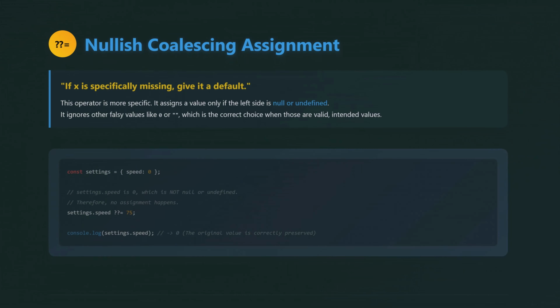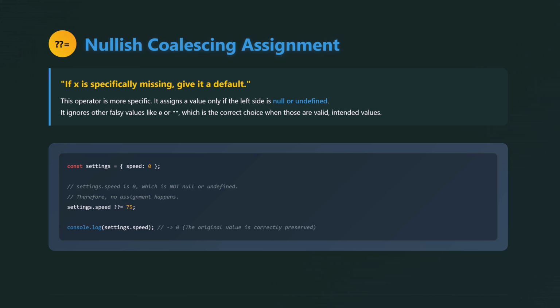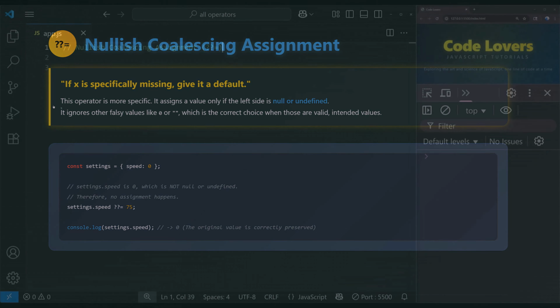Okay, next, nullish coalescing assignment. This operator is more specific. It assigns a value only if the left side is null or undefined. It ignores other falsy values like 0 or empty string. Think of it as: if x is specifically missing, null or undefined, give it the default value of y. This is the correct choice when a falsy value like 0 is a valid intended value.